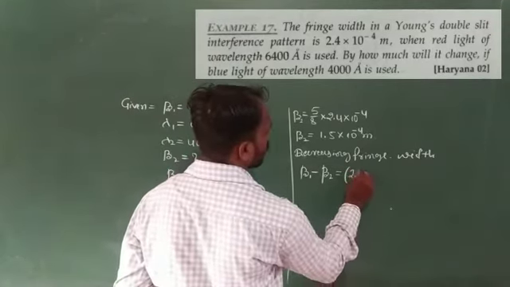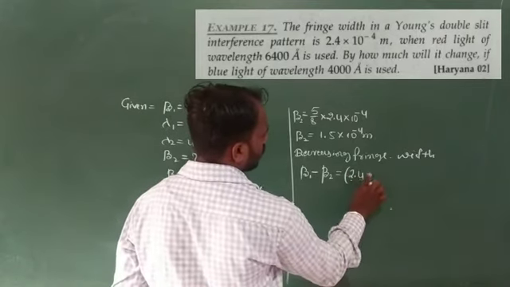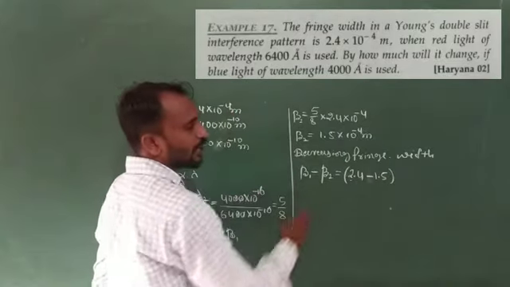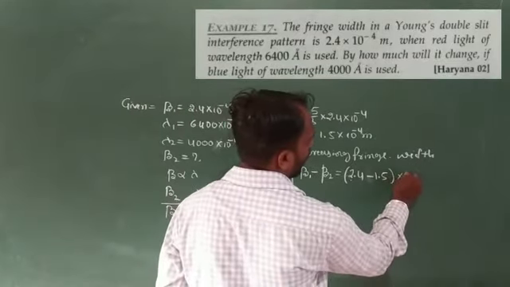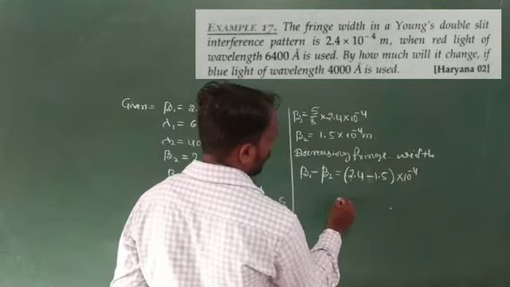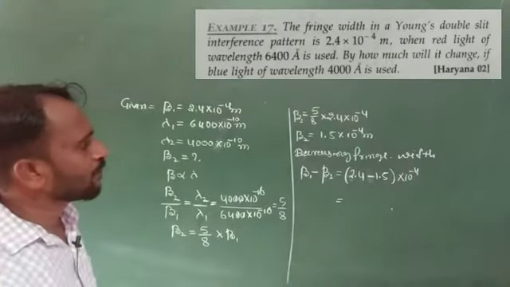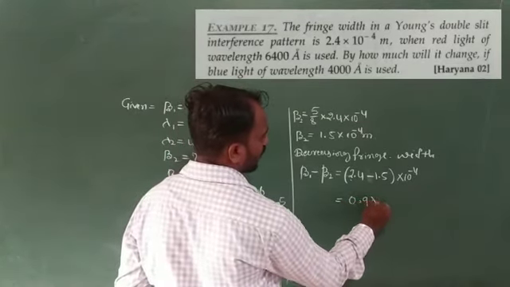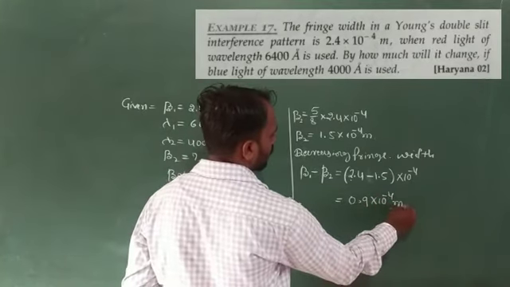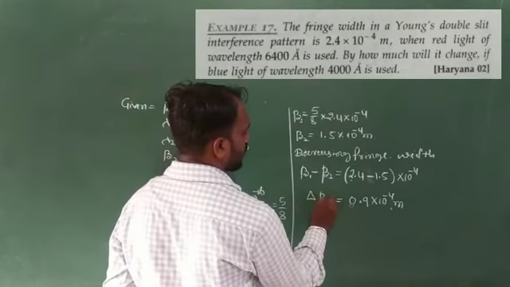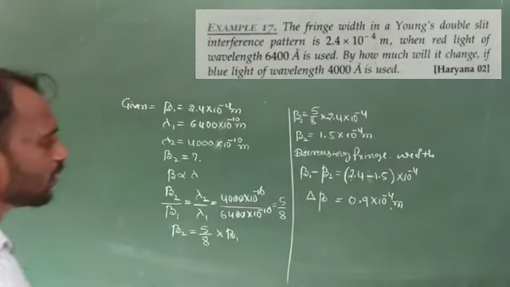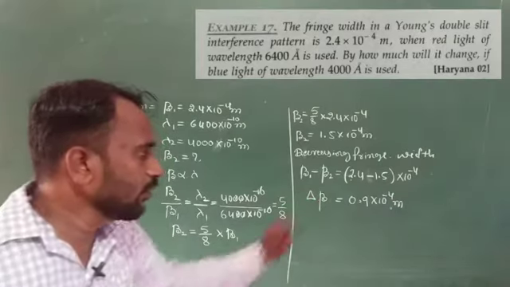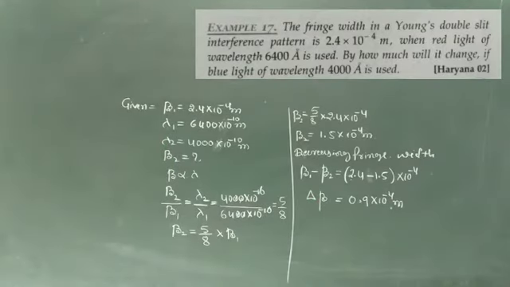So 2.4 minus 1.5 into 10 power minus 4. Taking 10 power minus 4 common, the decrease in fringe width is 0.9 into 10 power minus 4 meter. So this is the change in fringe width, delta beta, which is equal to 0.9 into 10 power minus 4 meter.